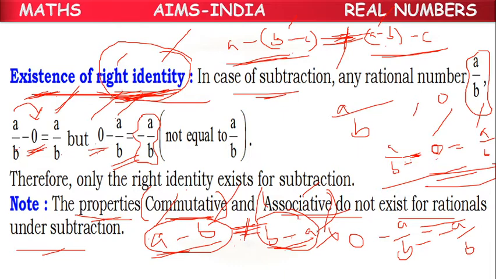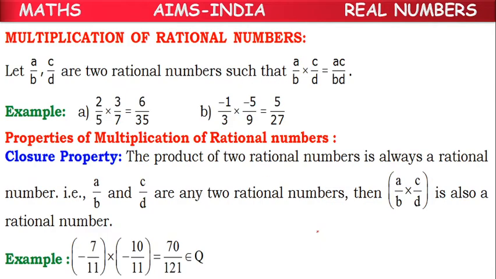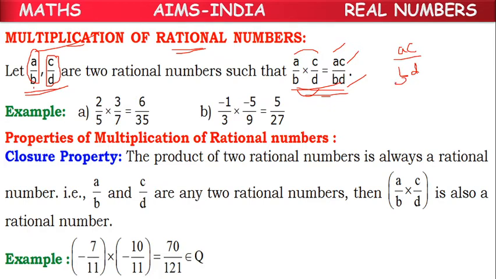Okay. Next, multiplication of rational numbers. How to multiply rational numbers? If we have two rational numbers, one is a by b, another is c by d, how do we multiply them? We multiply the numerators together, a into c, ac, and b into d, bd. We keep the product of numerators over the product of denominators. Then we will get the result.